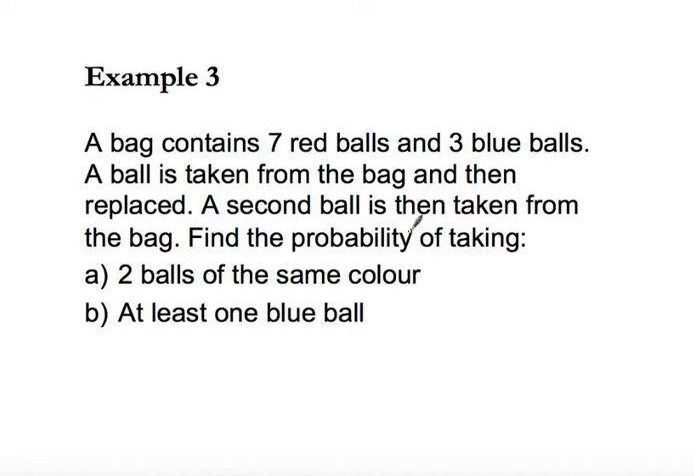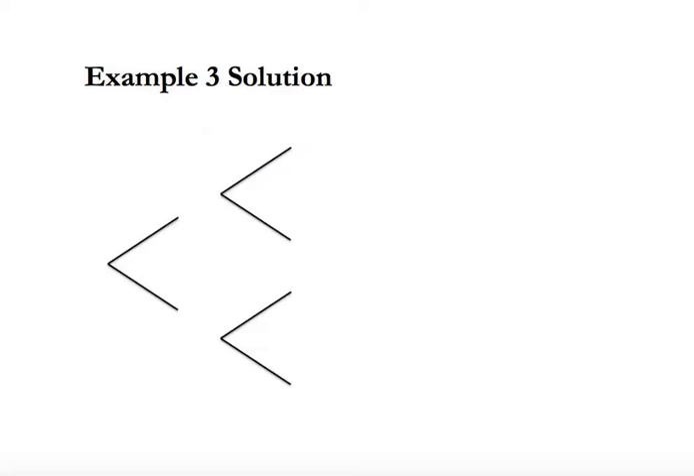So let's look at a standard GCSE type example. We've got a bag containing 7 red balls and 3 blue balls. A ball is taken from the bag and then replaced. This is an important part of the question. It is then replaced; we will look at what happens when we don't replace it after these examples. A second ball is then taken from the bag. We want to find the probability of taking 2 balls of the same colour and the probability of taking at least 1 blue ball.